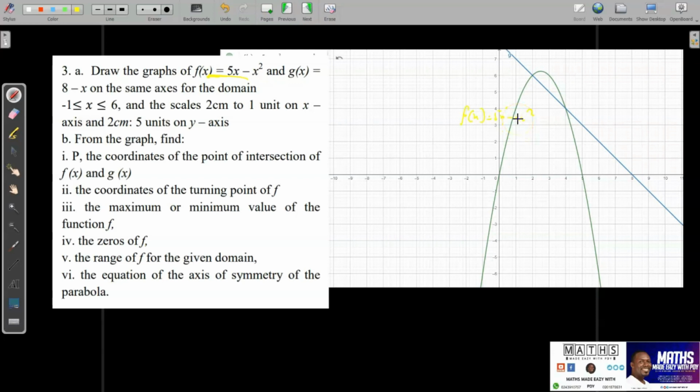Okay, if we have no question to ask pertaining to drawing the graph, then let us go through some of the questions they may ask you after you have drawn your graph. The questions they may ask include the coordinates of the point of intersection of the two graphs or functions, then the coordinates of the turning point, which is very key. We'll be talking about it today. Then the maximum or the minimum value of the function, the zeros of the function, the range of f for the given domain, then the equation of the axis of symmetry, and so on and so forth. Basically, we'll be doing most of them today, and the rest will be considered in our next lesson.